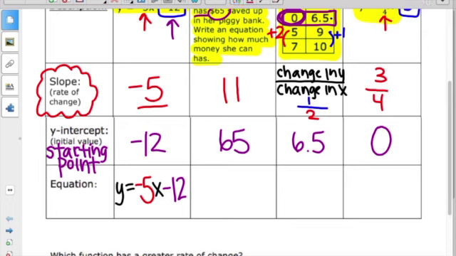For the second one, we always start with our y equals and our x. Our slope in this one is 11 because her money increased by $11 per hour. And our initial value, or starting point, or y-intercept, is 65. Oops. Plus 65.